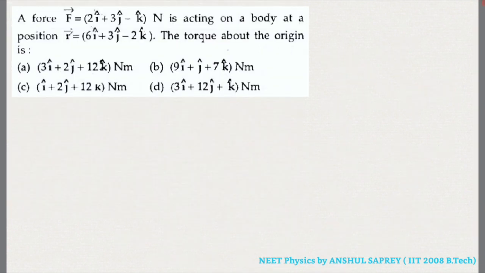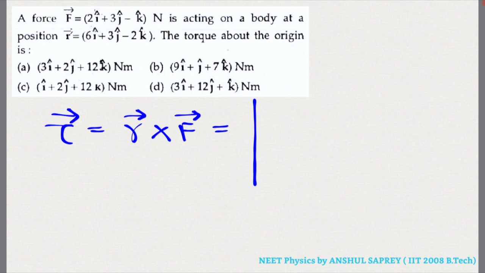Next question. The question is saying a force F vector 2i cap plus 3j cap minus k cap is acting on a body at a position vector 6i plus 3j minus 2k. We have to find the torque about the origin. So let us use the formula for torque. Tau vector is equal to r vector cross F vector.